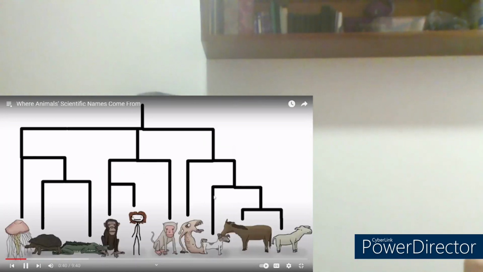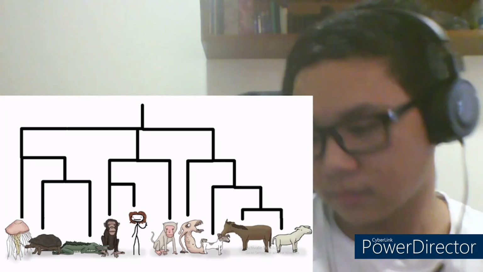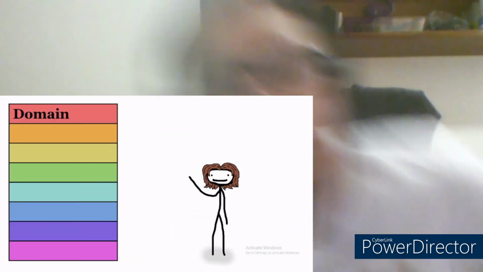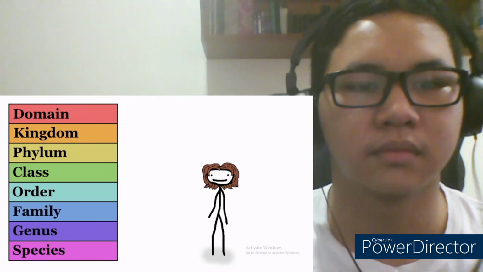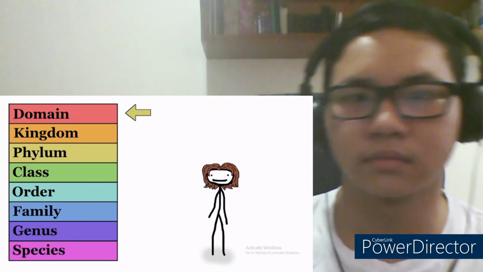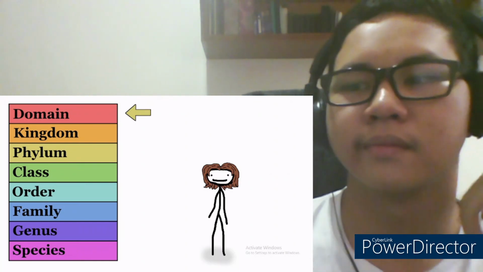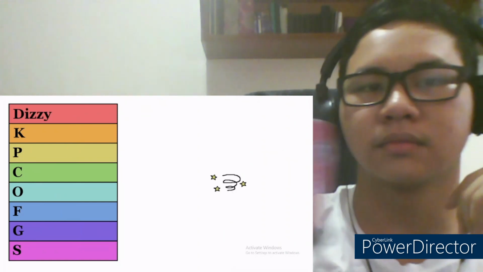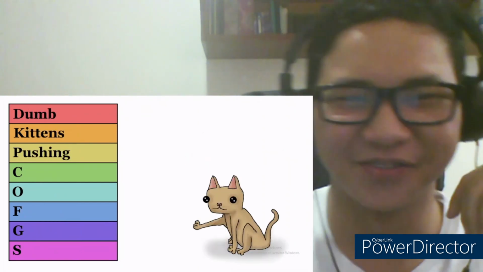Taxonomists. They're the guys responsible for the systems of nomenclature we use to classify organisms, and boy are they convoluted. First you got the big 8: domain, kingdom, phylum, class, order, family, genus, species. I've seen plenty of mnemonic devices for this, but since the D just showed up in the 90s and is still disputed by some scientists, he's usually not included. So allow me to suggest a few. Dizzy kids puke cereal on fairground staff. Dumb kittens pushing cups over.